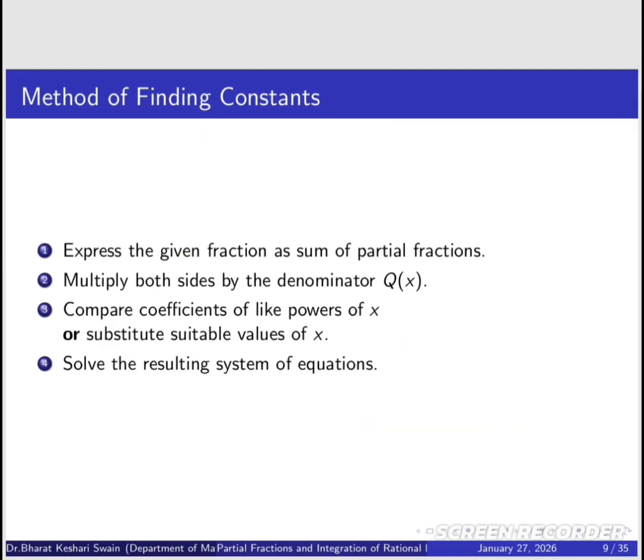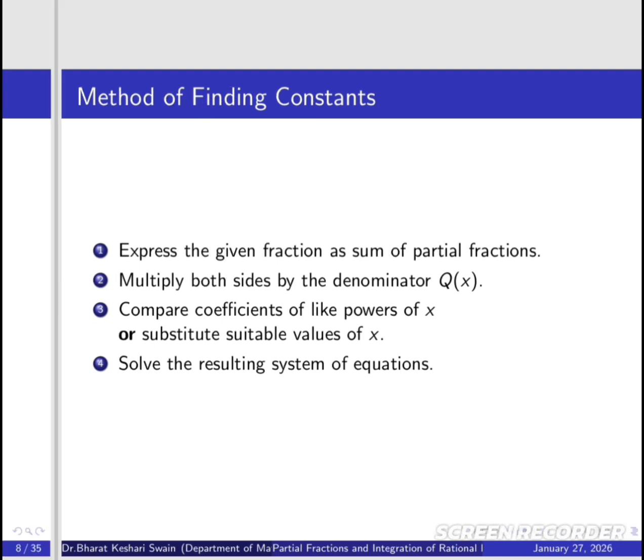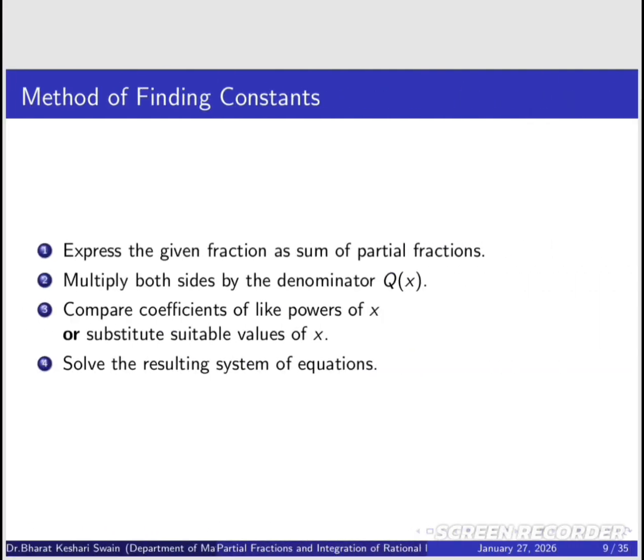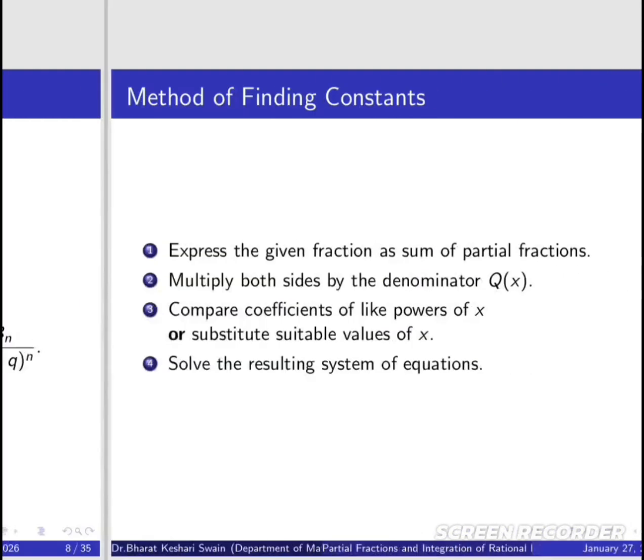Now, method of finding constant. So these are constants, that means a1, b1, a2, b2. These are constants we have to determine. So how to determine that? First, express the given fraction as a sum of partial fractions. Already we have discussed it. This is the first point.